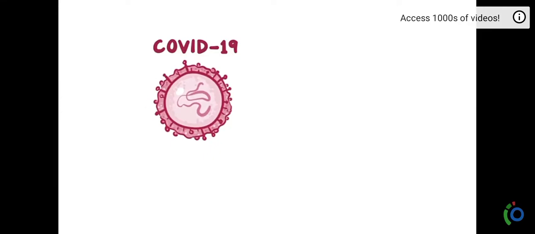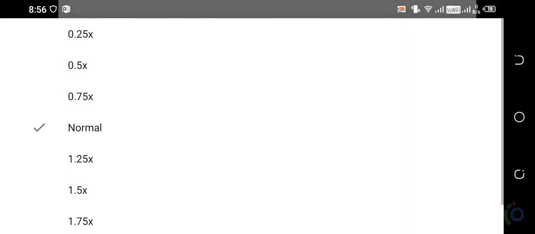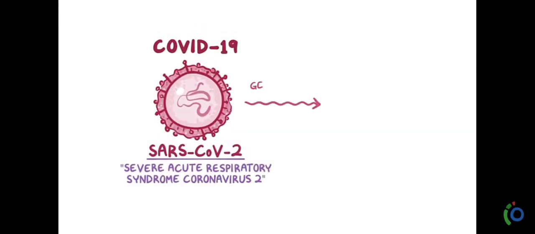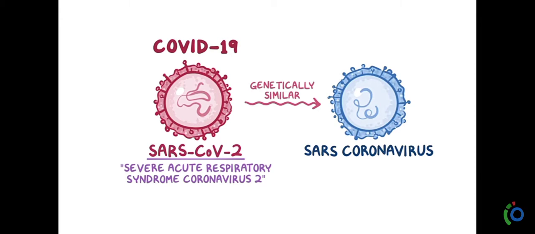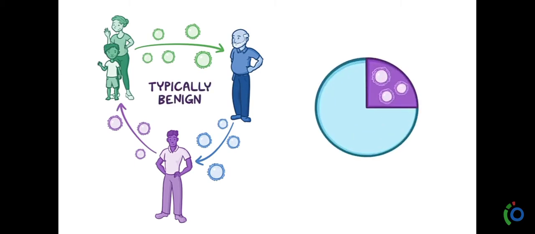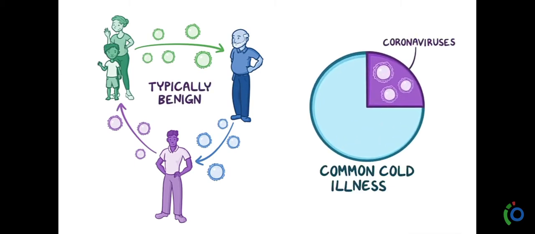Coronavirus disease discovered in 2019 is responsible for a global pandemic. COVID-19 is caused by a virus called SARS-CoV-2, or Severe Acute Respiratory Syndrome Coronavirus 2, because it's genetically similar to the SARS coronavirus, which was responsible for the SARS outbreak in 2002. Now, coronaviruses that circulate among humans are typically benign, and they cause about a quarter of all common cold illnesses.